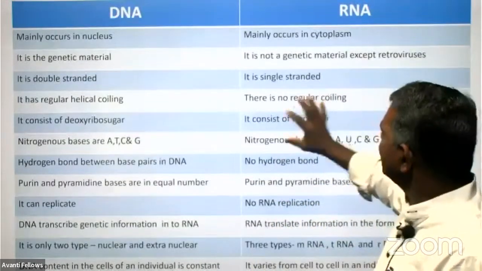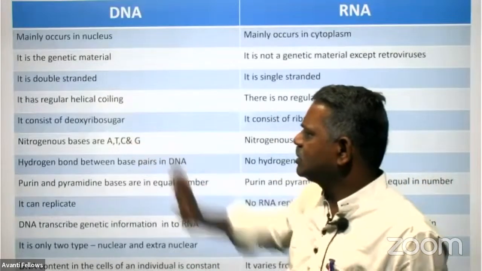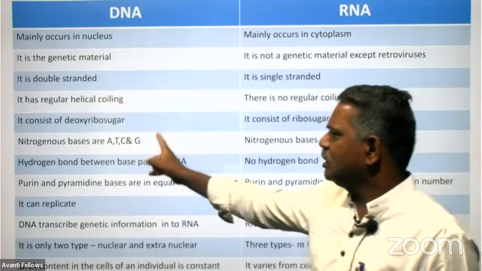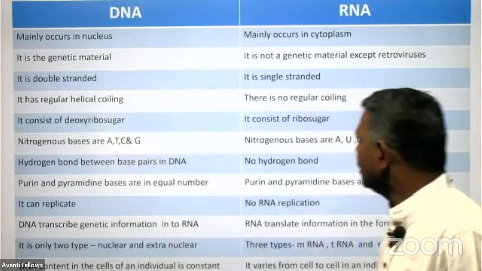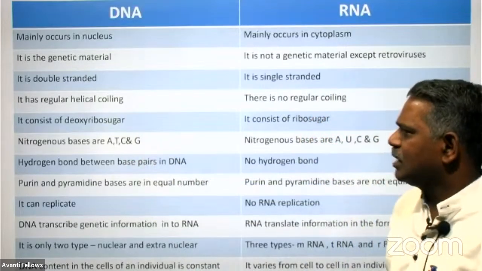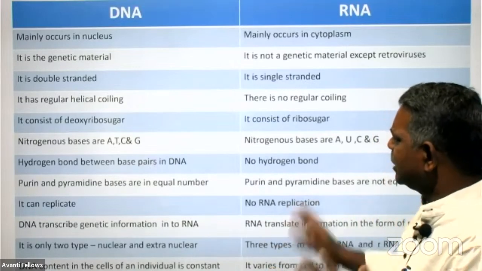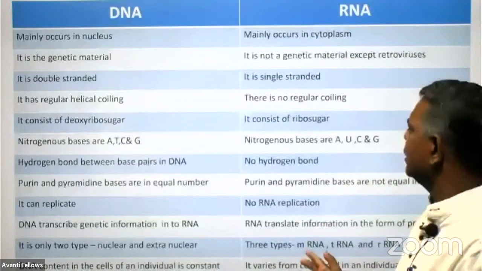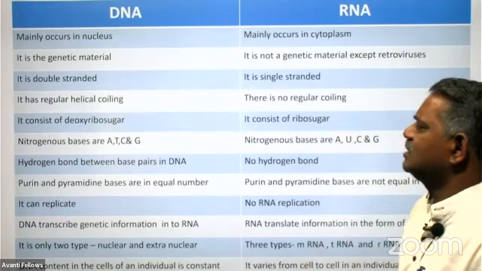So there is no such regular coiling in RNA. DNA consists of deoxyribose sugar, while RNA has ribose sugar. The nitrogenous bases in DNA are adenine, thymine, cytosine, and guanine. Whereas in the case of RNA, what are the nitrogenous bases? Adenine is there, cytosine is there, guanine is there. These are common for both DNA and RNA. Whereas in RNA, instead of thymine, uracil is there.